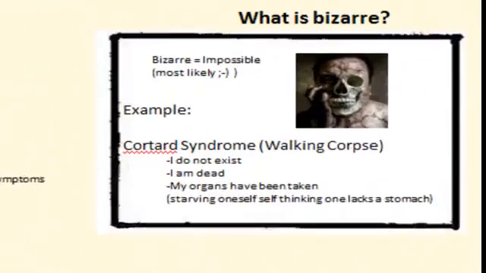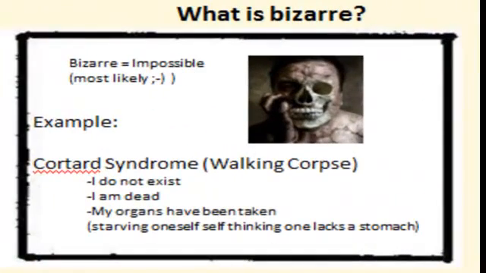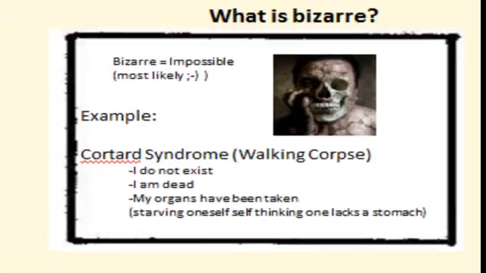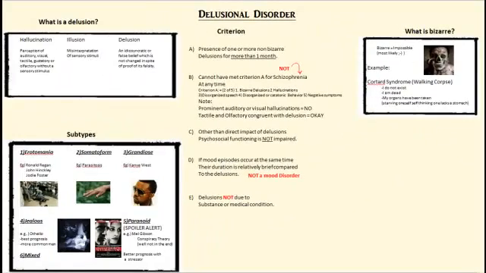So what is a bizarre delusion? If we know what a bizarre delusion is, then all other delusions are non-bizarre. A bizarre delusion is a delusion that's most likely impossible. For example, there's something called Cotard syndrome or walking corpse syndrome, where these people think: I do not exist. I am dead. My organs have been taken. Some people will actually starve themselves because they don't think they have a stomach. That is a bizarre delusion, and you would not be able to give the diagnosis of delusional disorder. You'd probably push a diagnosis of a psychotic disorder of some sort. So that's criterion A.